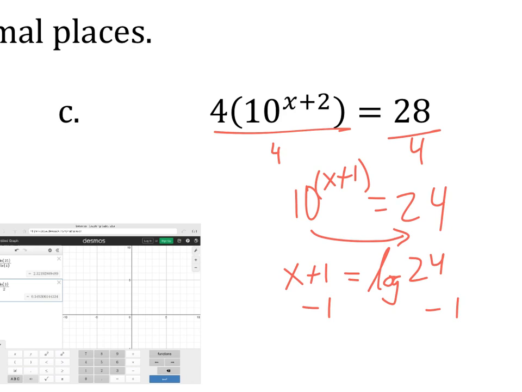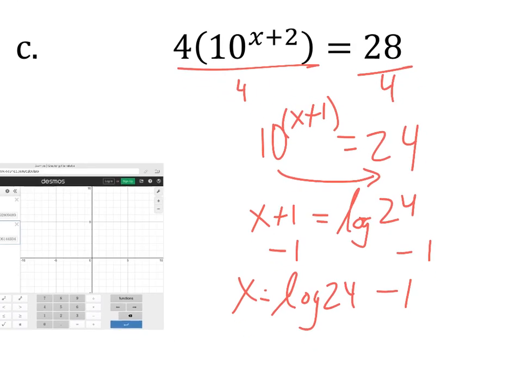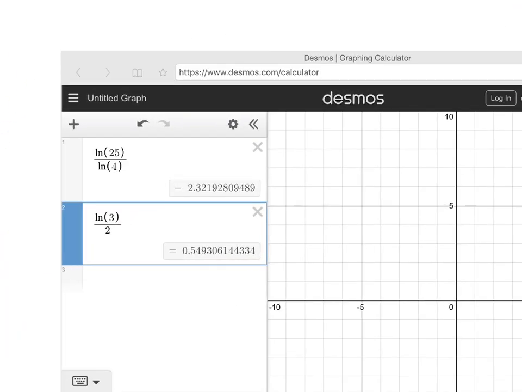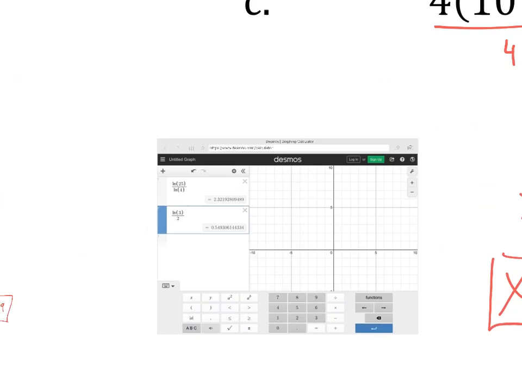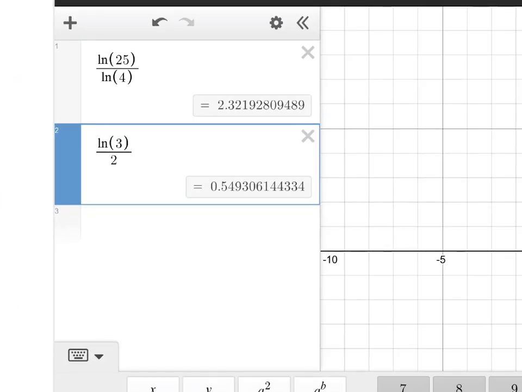Subtract 1 from both sides. x is log 24 minus 1. By the way, if it's written this way, notice there's no parentheses over here. Well, only the thing that's attached to it is in the logarithm. This is outside. Okay, if you want to put parentheses around here, you can. There's the exact answer. And if we wanted to get a decimal, we can go to our calculator. It's just log of 24 minus 1, all right?